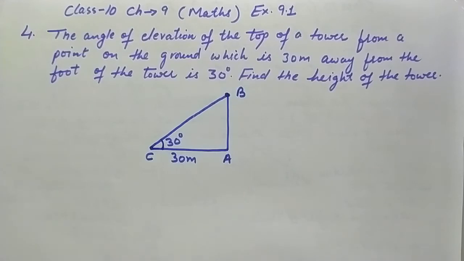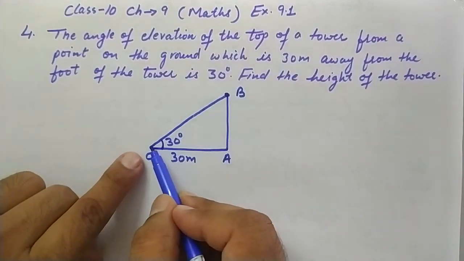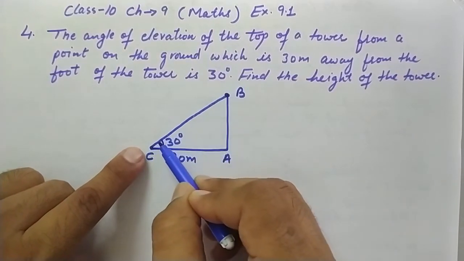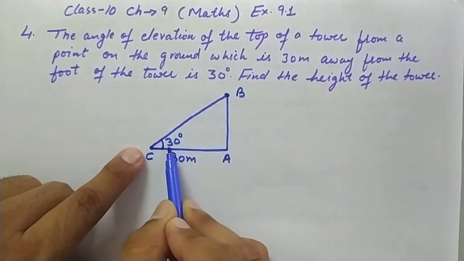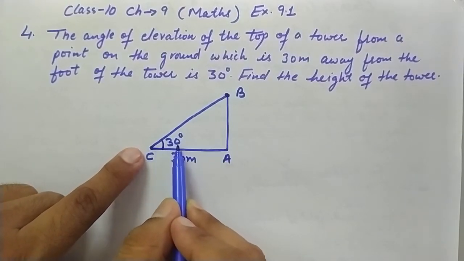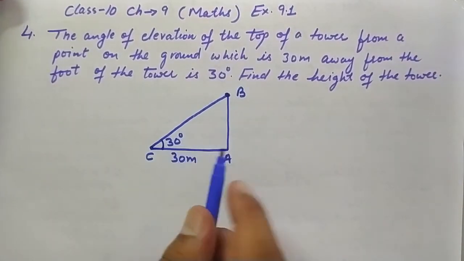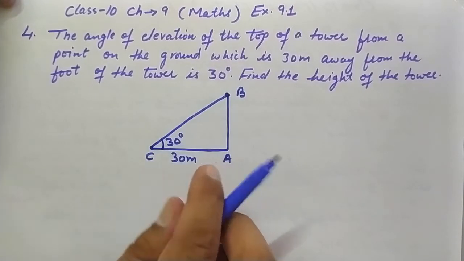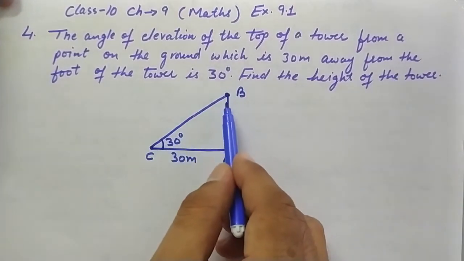So again I tell you what is angle of elevation. If you are looking at an object which is above you, your ray of sight will be like this way, and this is the horizontal of your eye, right? So this angle is called angle of elevation. So the angle between the ray of sight and the horizontal is called angle of elevation. So 30 degree angle of elevation is given here, and AC is 30 meter given, and AB is a tower. So we need to find out the height of the tower.